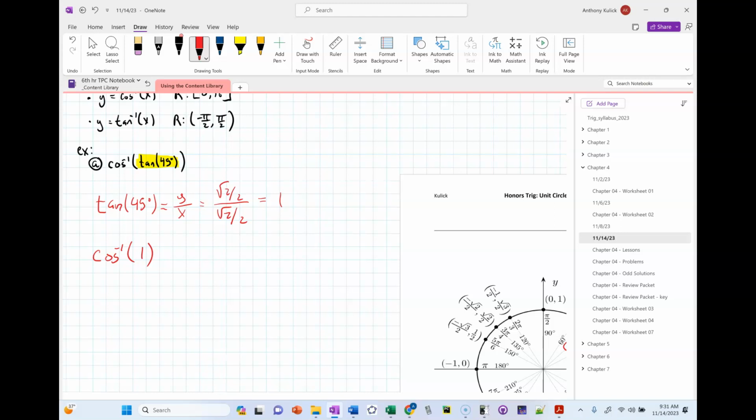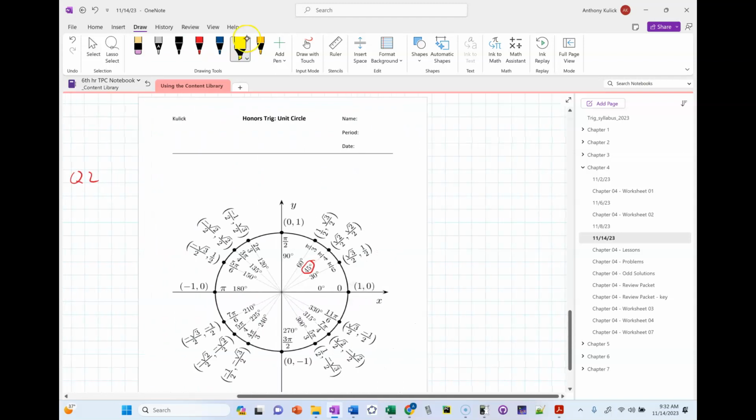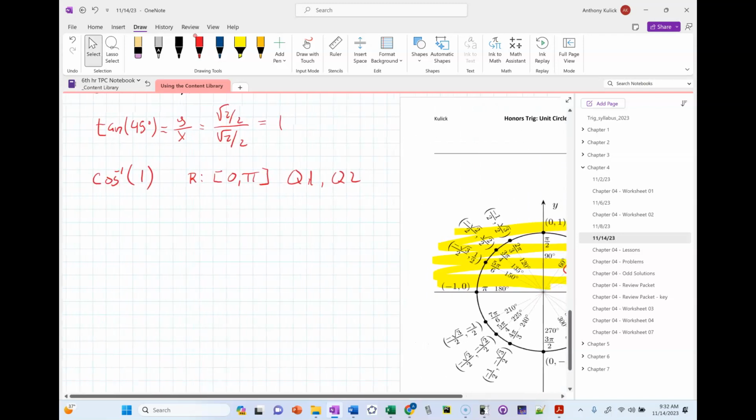And then I have to remember the range for cosine is 0 to pi. So what quadrants are covered by 0 to pi? Quadrants 1 and 2. So I'm just going to go to my unit circle, look in quadrants 1 and 2 for a place where, remind me, is cosine x or y on the unit circle? X, where cosine is 1. Well, that happens there at 0. So cosine inverse of 1 should be 0.